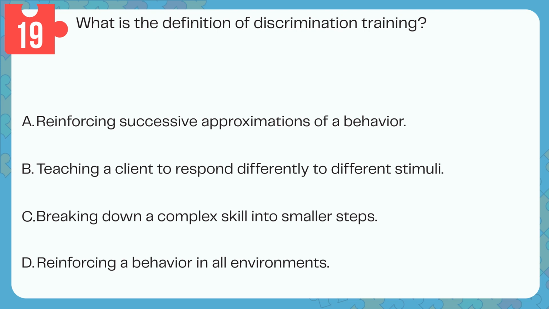Question 19. What is the definition of discrimination training? A. Reinforcing successive approximations of a behavior. B. Teaching a client to respond differently to different stimuli. C. Breaking down a complex skill into smaller steps. D. Reinforcing a behavior in all environments.